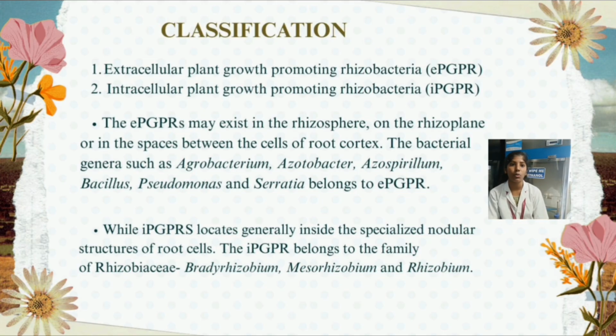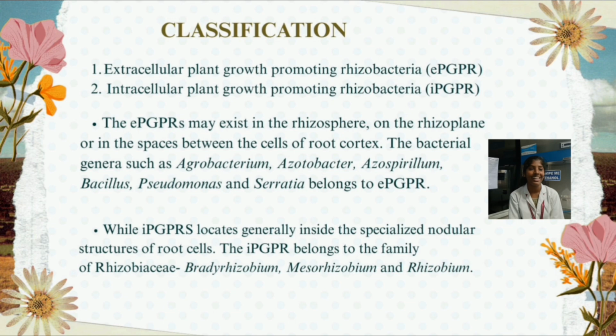PGPR are classified into two main groups: first, ePGPR, and second, iPGPR. The extracellular PGPR live in the rhizosphere, on the root surface, or in the spaces between root cortex cells. Examples of ePGPR include Agrobacterium, Azotobacter, Azospirillum, Bacillus, Pseudomonas, and Serratia. On the other hand, the intracellular PGPR are generally found inside specialized nodular structures of root cells. They belong to the family Rhizobiaceae, which includes Bradyrhizobium, Mesorhizobium, and Rhizobium.